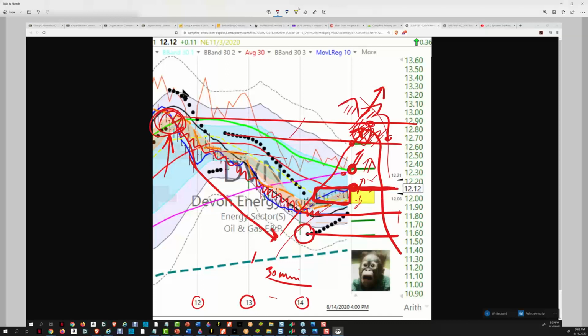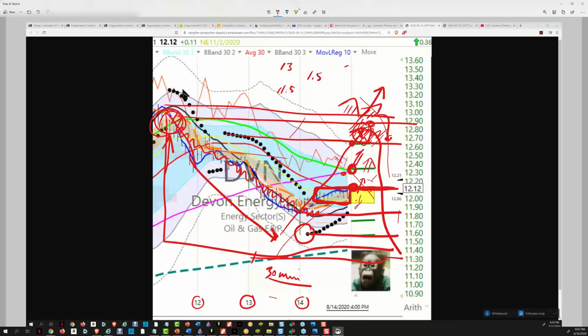So Devon Energy, nice company, but this move from 12, or no, I'm sorry, from 13 to 11 and a half, from 13 to 11.5 is 1.5, and that's a 10% move.